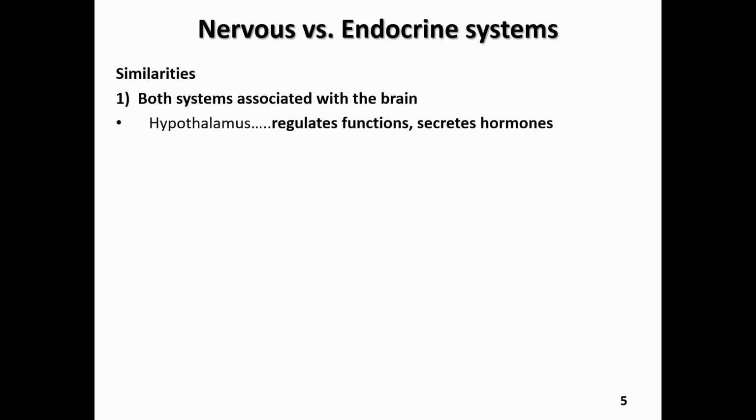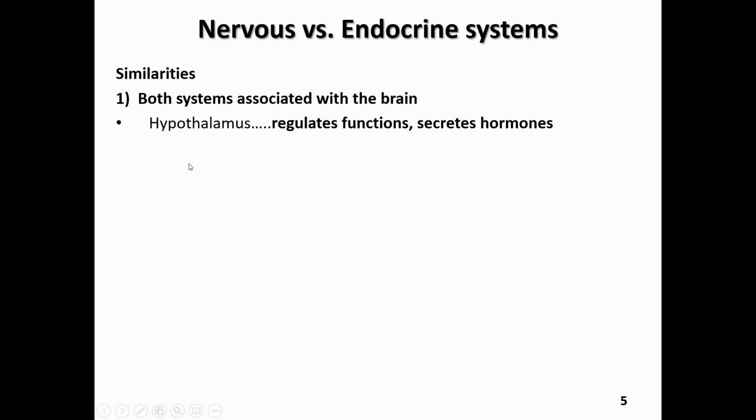To understand the endocrine system is to compare it with the nervous system. And so there are some similarities between the nervous system and the endocrine system. The first similarity is that both systems are associated with the brain or the central nervous system.